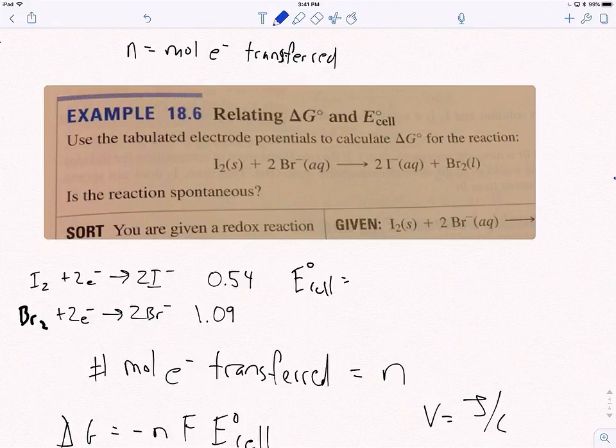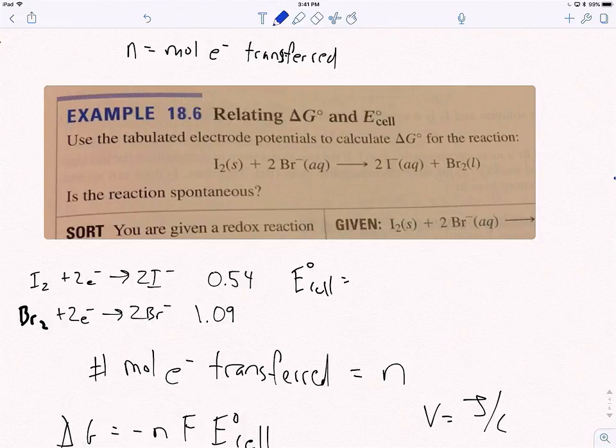oxidation reduction equations last class, we had the lowest common denominator for the half cells. If it was 2 and 3, it was 6, that kind of thing. That's your N. N is the lowest common denominator, the number of moles of electrons transferred. In this case, it's easy. It's 2. One's giving 2, one's gaining 2. So we have to look to the equation here.